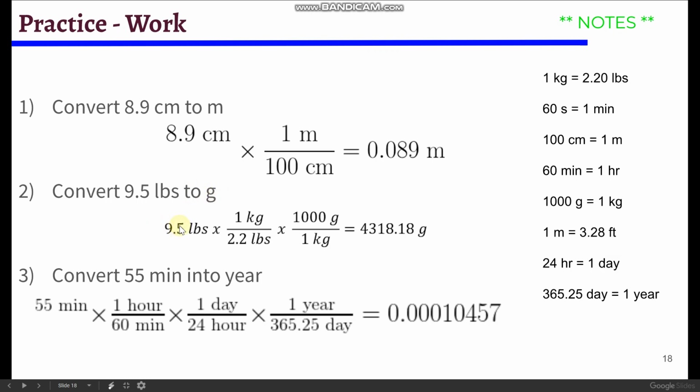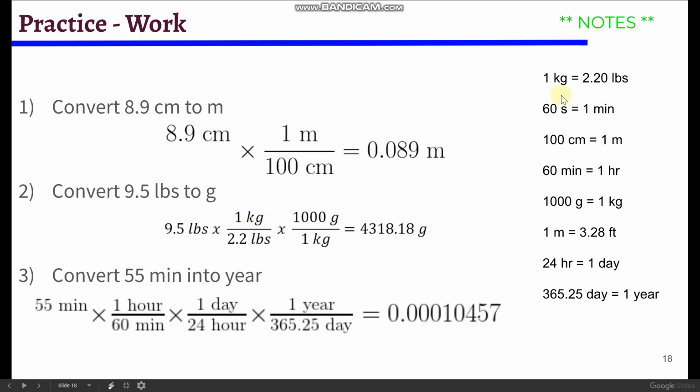For problem number two, we want to convert 9.5 pounds to grams. So we're going to take 9.5 pounds. And then let's look over here for any units with pounds in them. Well, the only one that has it is this one right here. So we're going to put that on bottom, 2.2 pounds. We're going to put 1 kilogram on top. Okay, and so then in the next step, we're going to try to go from kilograms to grams.